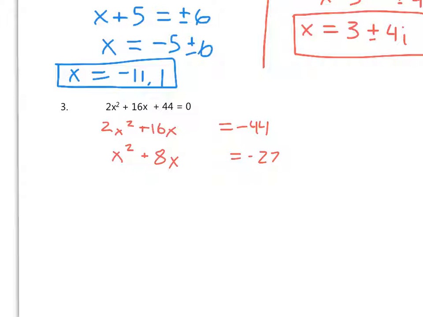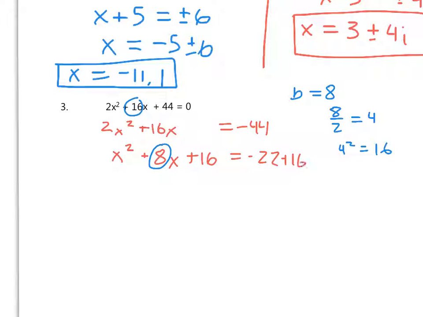Right, so on this one, my b value, it used to be 16, but I'm not going by that. I'm going by the 8. My b value is now 8. So I take 8 divided by 2 is 4. 4 squared is 16. So now I'm going to add 16 to both sides. Okay. And now I have a perfect square trinomial on the left, which is factorable.